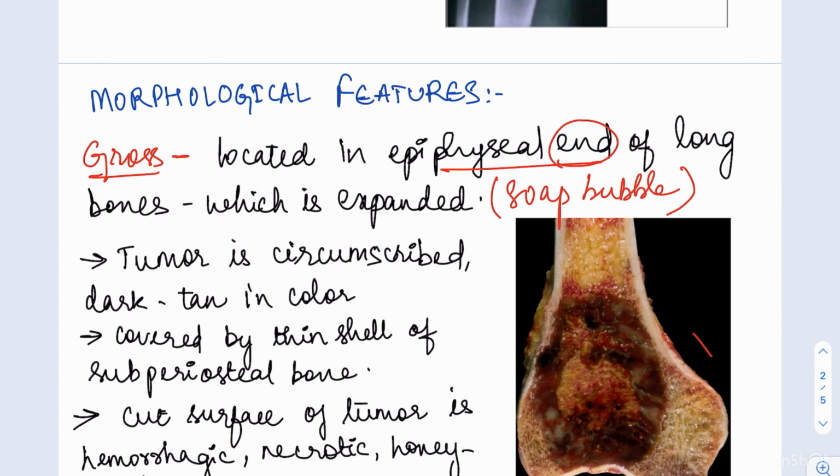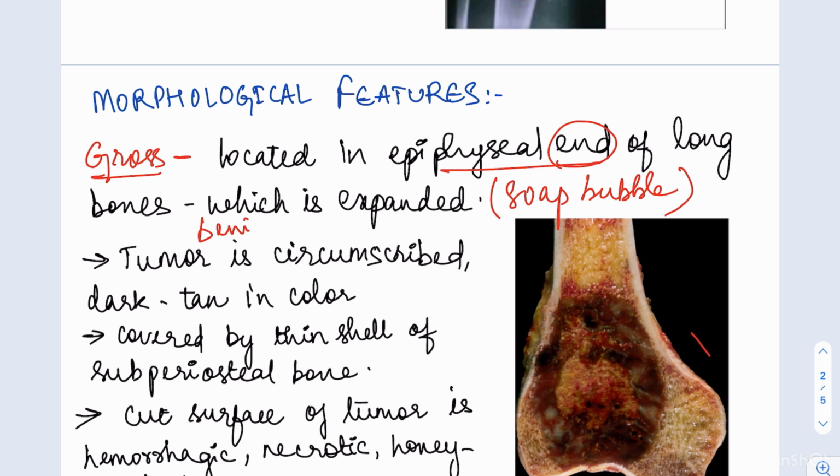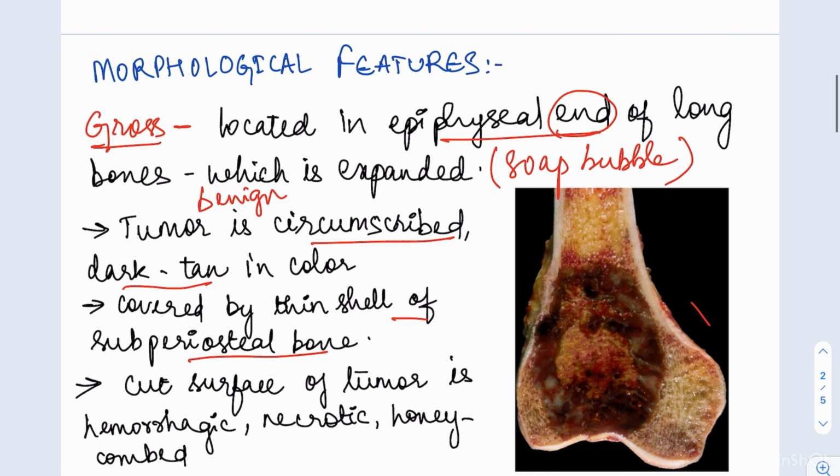And as we have already seen in the beginning, the tumor is benign. So here we can see that the tumor is circumscribed. Usually benign tumors are circumscribed, and it is dark tan in color. It is covered by a thin shell of subperiosteal bone. The cut surface of the tumor, when we cut the bone like this, is hemorrhagic, necrotic and honeycombed. Hemorrhagic, all the blood clots, and necrotized and honeycombed appearance.